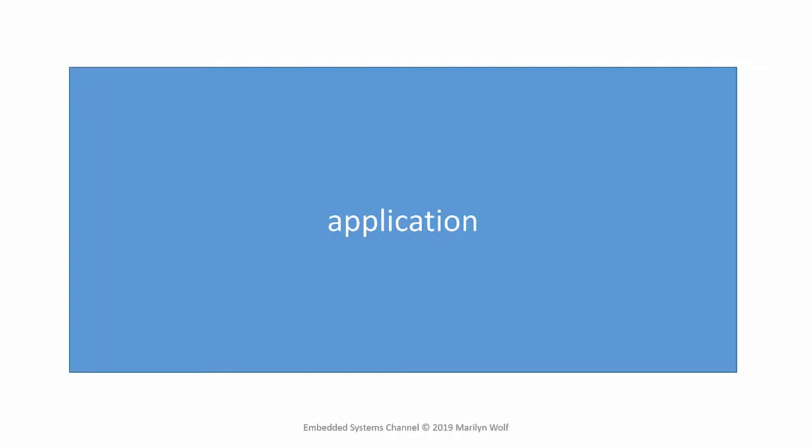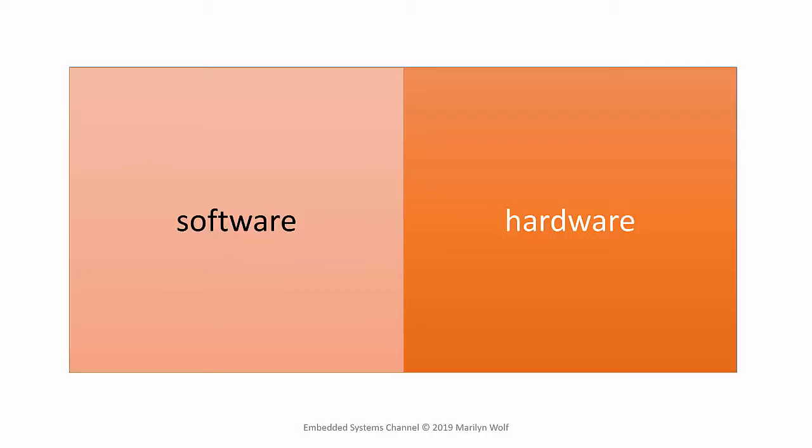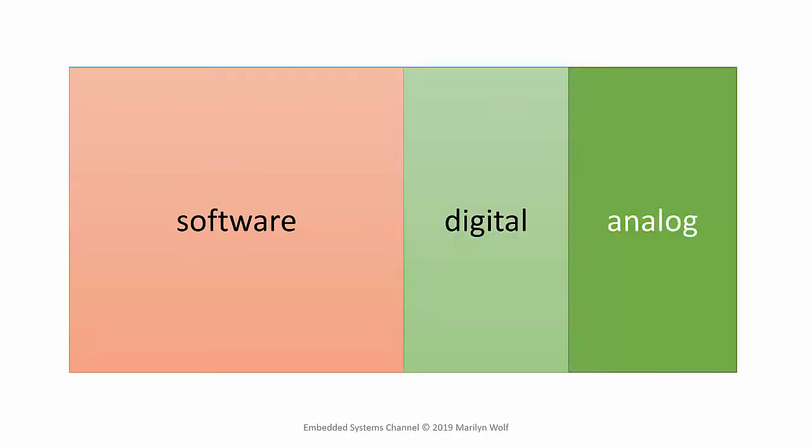Think of the application. Our first decision is what part of the application goes in software and what part goes in hardware, whether that be analog or digital. Within the hardware part, we can further subdivide between digital operations and analog operations. Where we place these two boundaries will influence the performance, the cost, and the capability of our system.